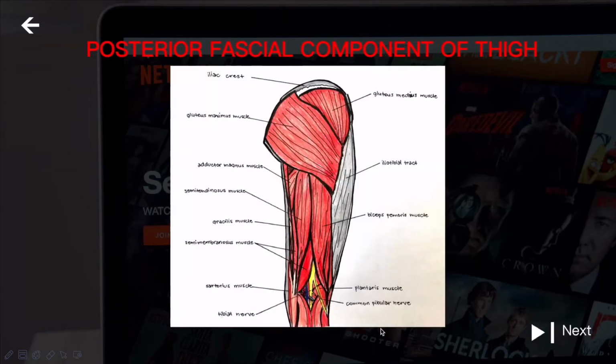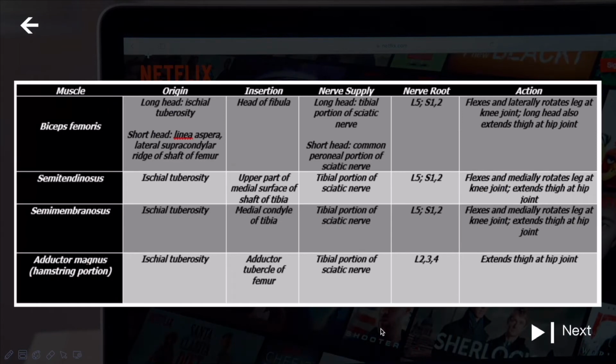This one is the posterior fascial compartment of thigh, which illustrates the following muscles: biceps femoris, semitendinosus, semimembranosus, adductor magnus, with their corresponding origin, insertion, nerve supply, nerve root, and action.